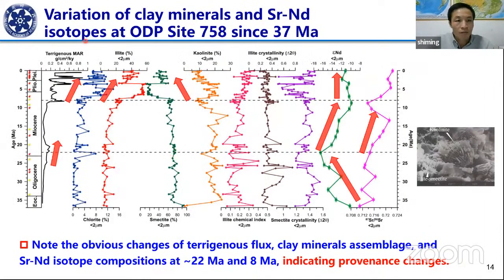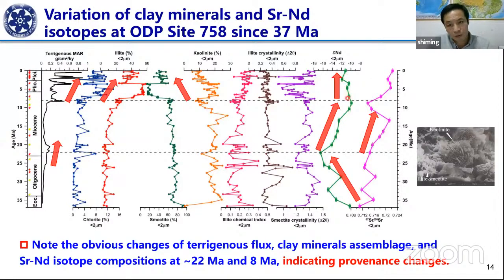And this result shows the variation of clay minerals and the strontium and lithium isotopes at the study site since around 37 million years. And we can see that the terrigenous mass accumulation rate, the terrigenous flux, and the chlorite and illite content just slightly increased between 35 and 8 million years, and rapidly increased since around 8 million years.